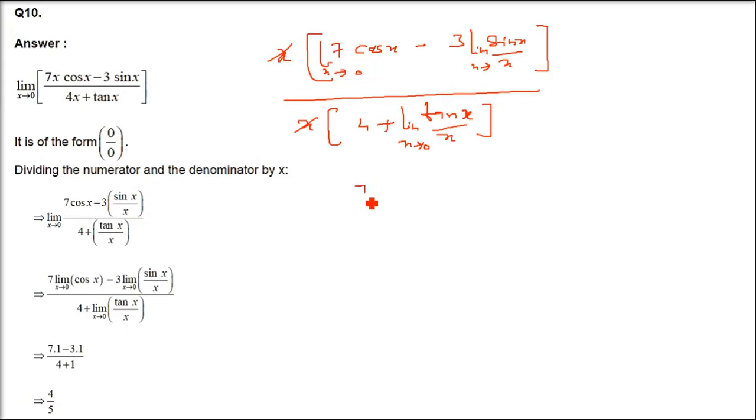If you see here, this is 7 cos x, 7 will come outside. Cos x will be what? Cos 0 is 1. So it will be 1. Minus 3. Sin x by x is also 1. Sin x by x is also 1. And we have 4 minus, this is 10x by x, also 1. So 7 minus 3 by 4 plus 1, that is 4 by 5.